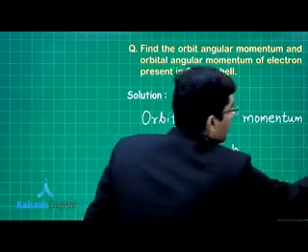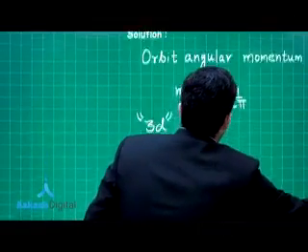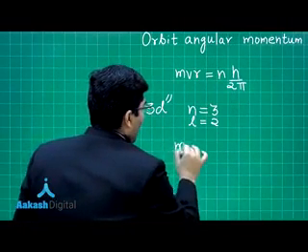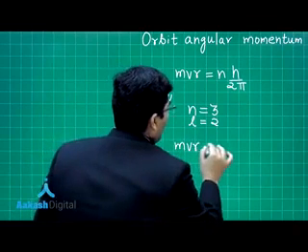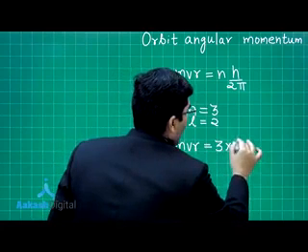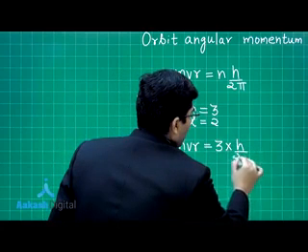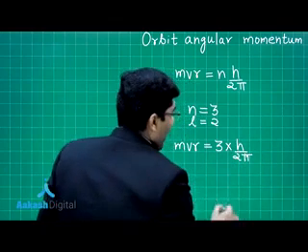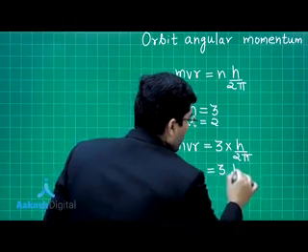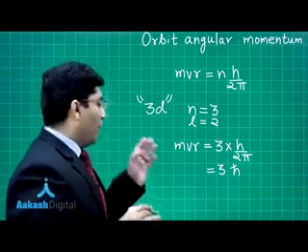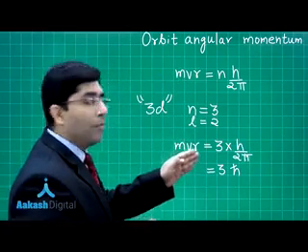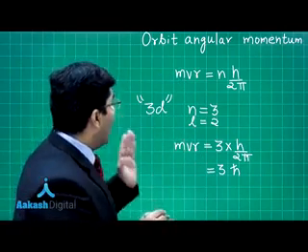So let's solve the question. The orbit angular momentum, that is mvr, will be equal to 3 into h upon 2 pi, and we can write it as 3 into h cross. We have already discussed what is the meaning of h cross. h cross is h upon 2 pi. Now let's find out the orbital angular momentum.